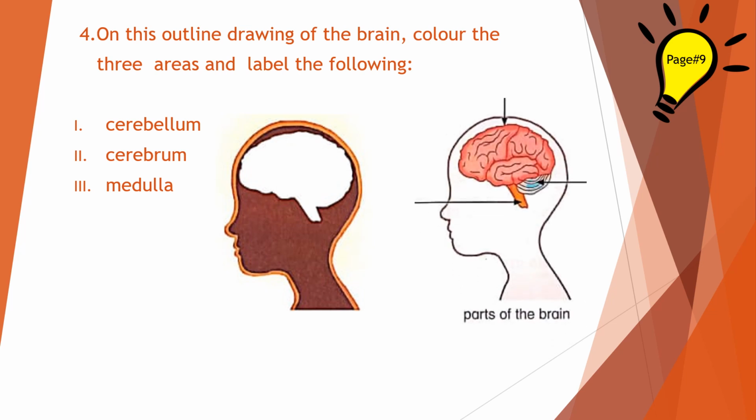So, did you identify the three areas? You can color them on your own choice. Let's label these areas after coloring. The largest part of brain is called cerebrum. Stem-like structure is known as medulla or brain stem. And the third part of your brain is cerebellum.